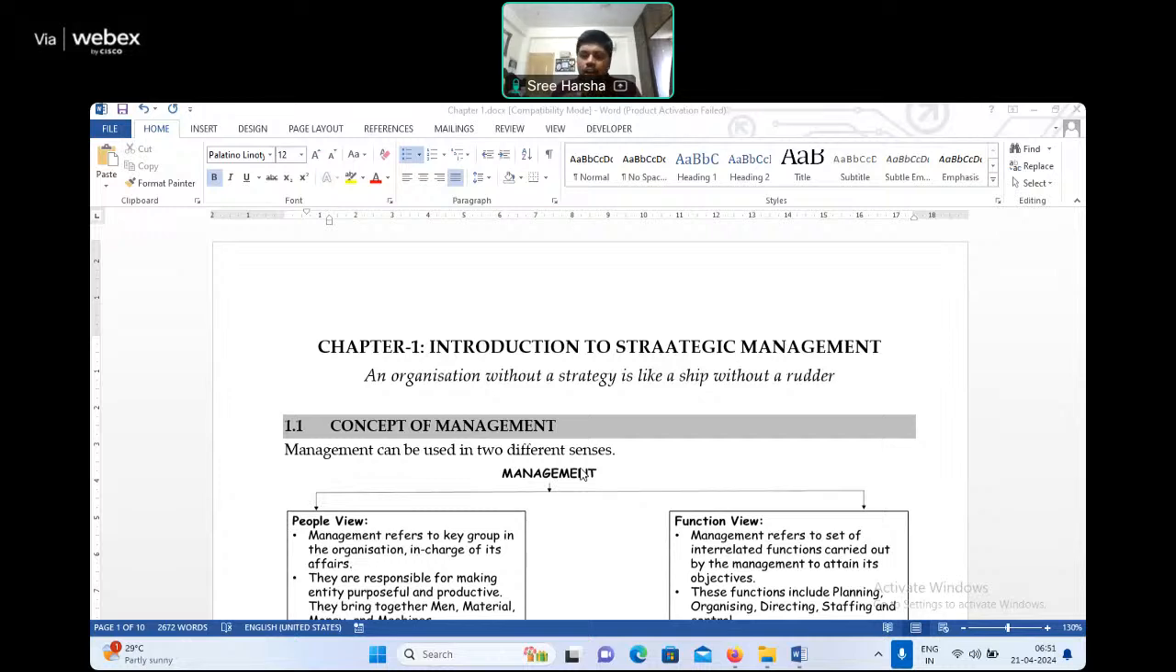But however, I always tell my students, you need not separately study for the case studies as such in strategic management. The reason is our ICAI, our institute, always expects even for a case study to write a theoretical answer.